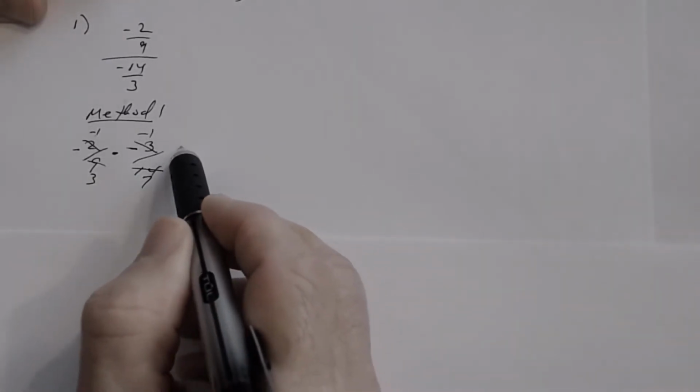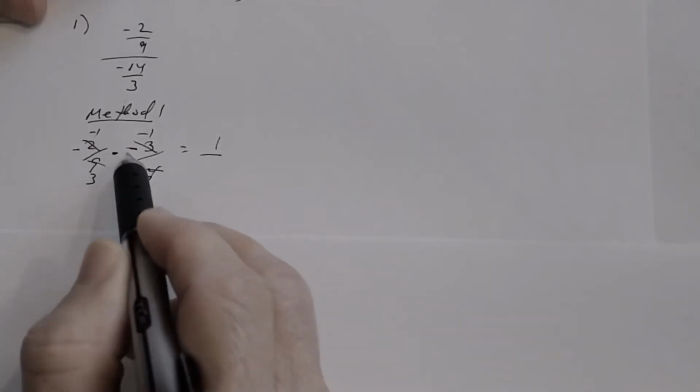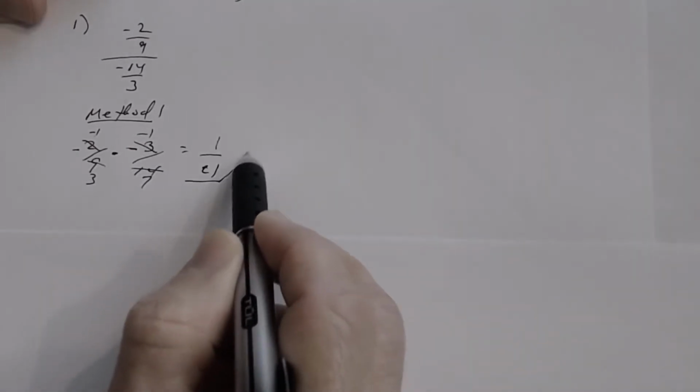The negative 3 and the 9 I can reduce. So negative 3 divided by 3 is negative 1, and then 9 divided by 3 is 3. So then I get a negative 1 times a negative 1 is a positive 1, and then 3 times 7 is 21. So you get 1/21. Okay? So that is method 1.